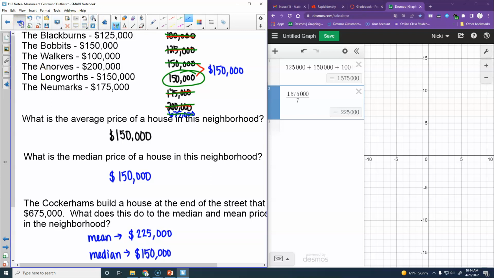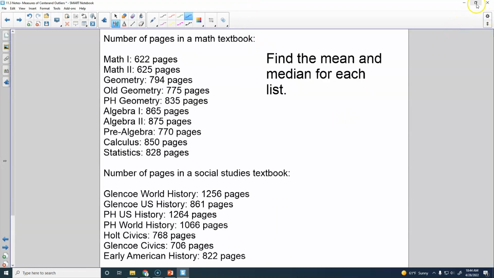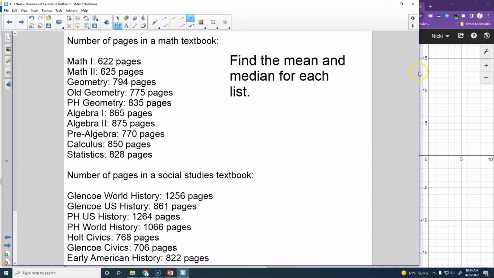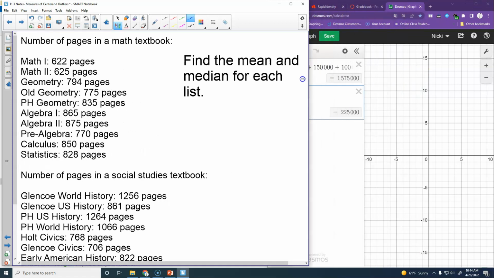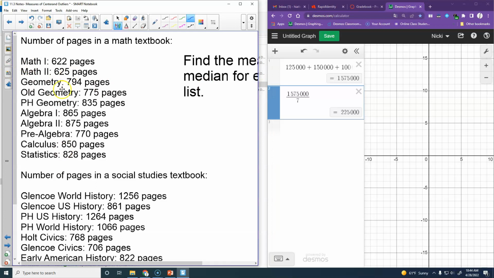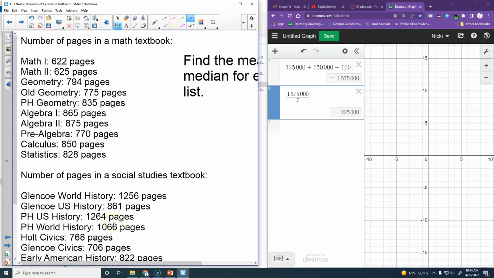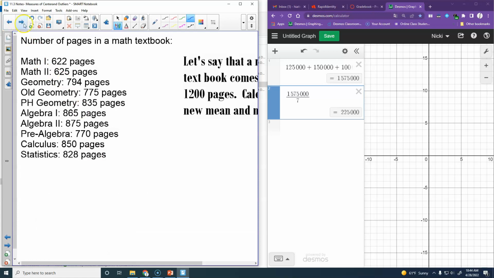All right, so let's look at something super exciting: length of math textbooks. They give you the number of pages in all of these different books, and they want you to find the mean and the median for these.